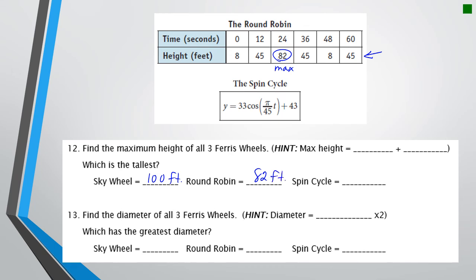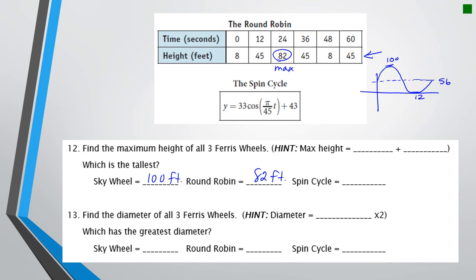The spin cycle is a little bit more tricky because all we're given is the equation. So it's hard to describe without the picture, but I'm going to try. Our graph looks something like this, where we had our midline, and that was at 56. And then the graph looked like this. Our highest value was 100, our lowest value, which it doesn't look like it, was 12.